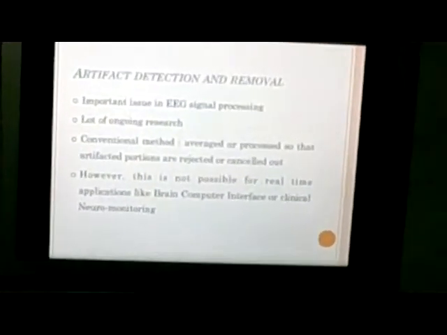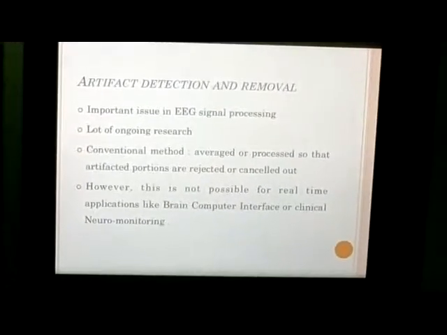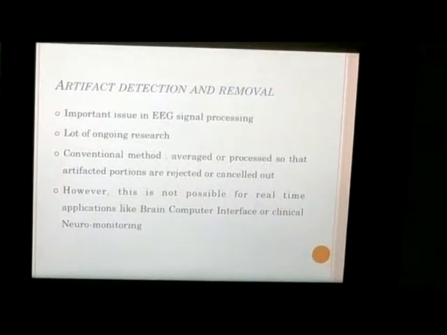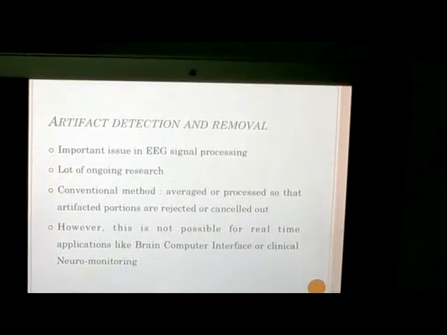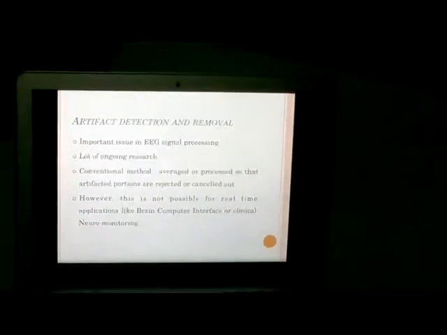Now, however, this is not possible for real-time applications like brain-computer interface or clinical neuro monitoring. For all these days, what we were trying to do is, first we used to record the EEG signals, then we would analyze it later on, but that would be very time consuming and it's not practically useful. If we want to get a perfect signal at the time of recording, then it would be very difficult. So for that, ongoing research is going on, and I'm just trying.